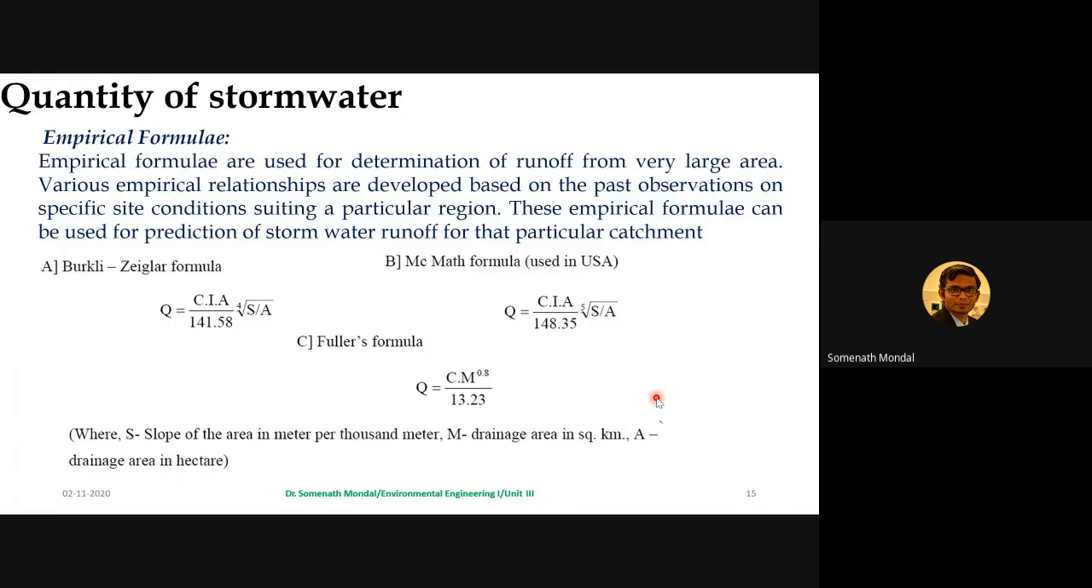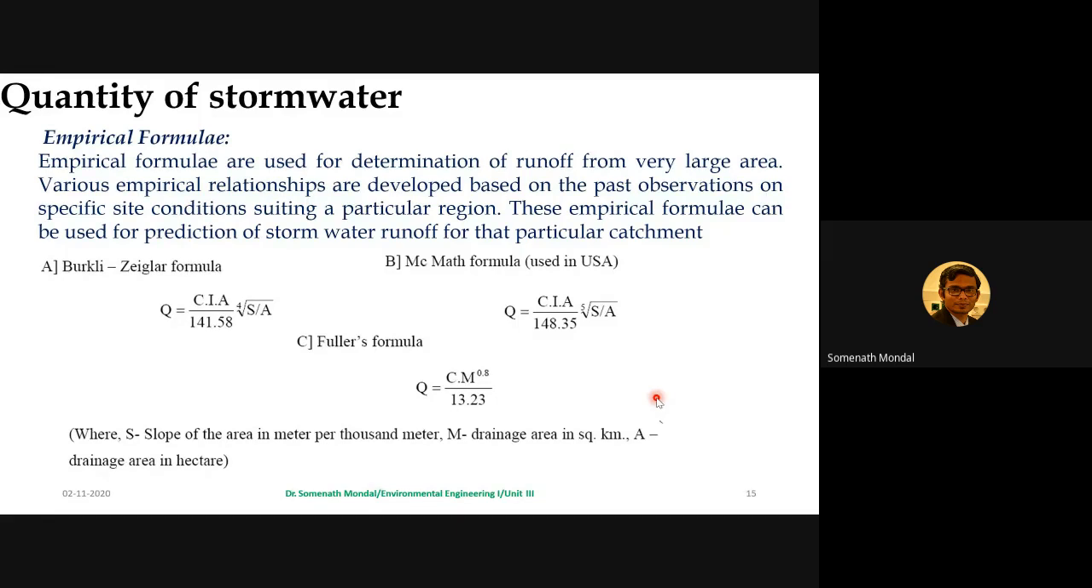Here one term is new to all of you, that is S. S is the slope of that area in meter per 1000 meter. M is another one, that is the drainage area in square kilometer, and A is known to all of you. I'm not going to talk about N. But again, you are talking about empirical formulas, so units are fixed. You cannot do the same thing with different units, or you will get erroneous results. That is why you always have to remember the units.